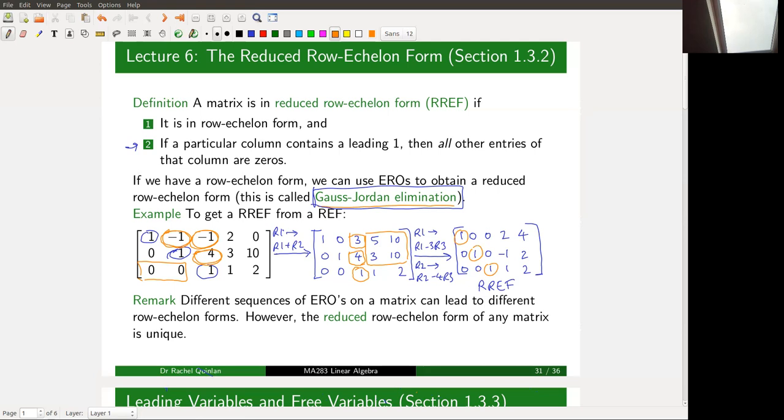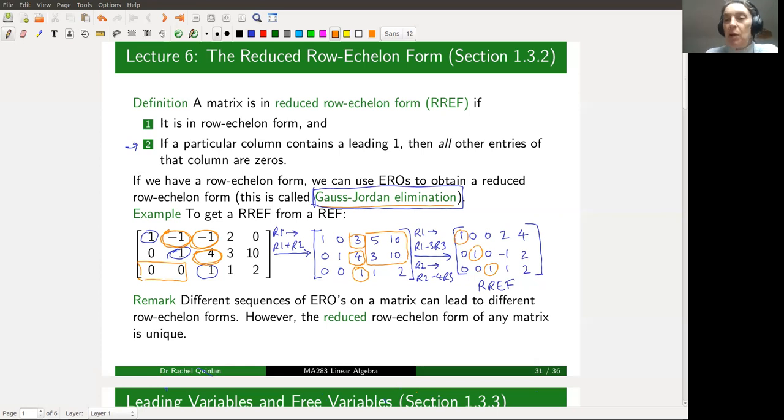So a remark, related to ideas later in the course about linear independence and bases and so on, but for now I'll just mention it as a statement. We won't prove it. It's that different sequences of elementary row operations, as we saw, can lead to different row echelon forms. But the reduced row echelon form that one can obtain from any matrix is unique.